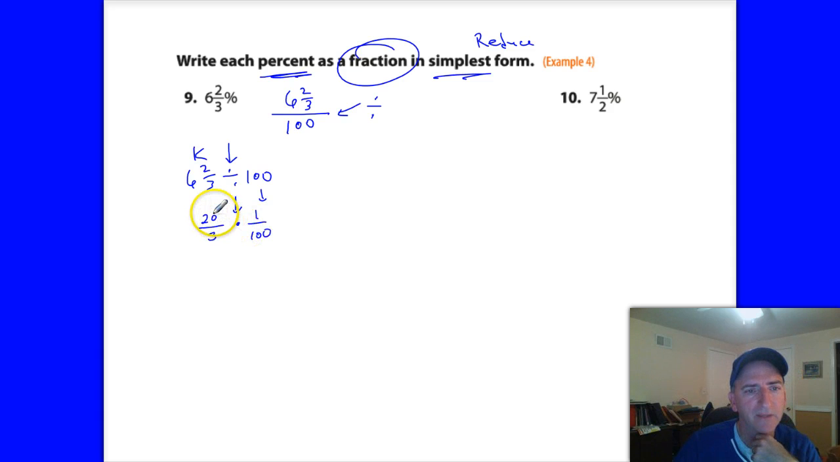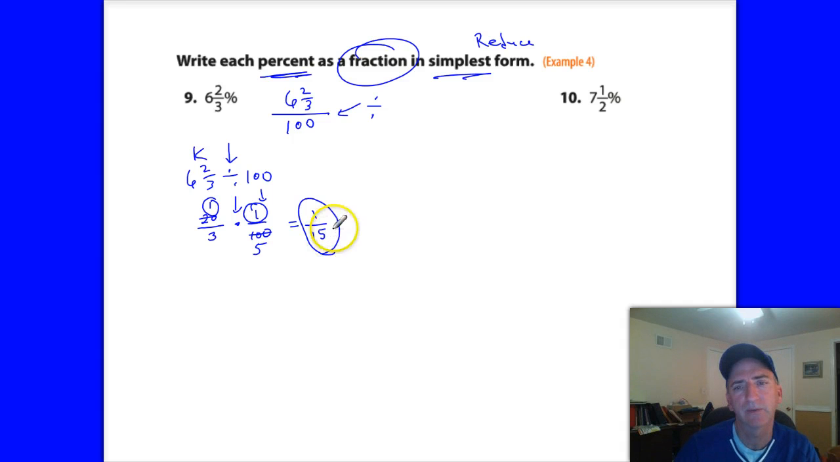So now 20 and 100 are both divisible by 20. 20 divided by 20 is 1. 100 divided by 20 is 5. Okay, now you're going across the top. 1 times 1 is 1. 3 times 5 is 15. There it is. It's 1/15. That's all you have to do. Simple stuff.